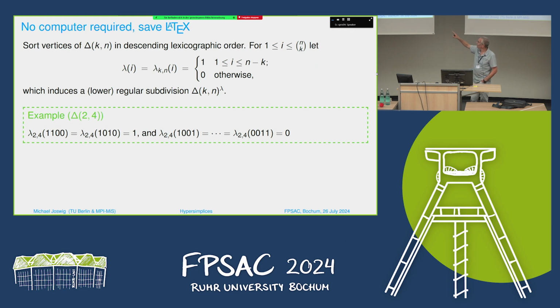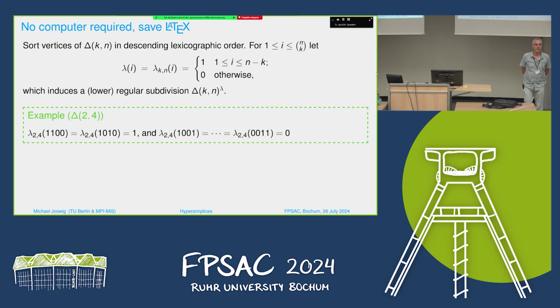And the last one is 0, 1, 1. And the remaining ones come in between. And so this particular height function just takes the first n minus k of these vectors, 2 in this example, and lifts them to height 1. And the remaining ones are not lifted at all, meaning they are lifted to height 0.